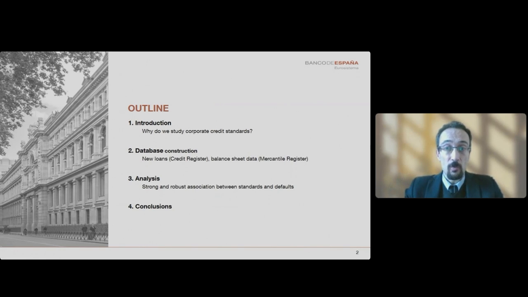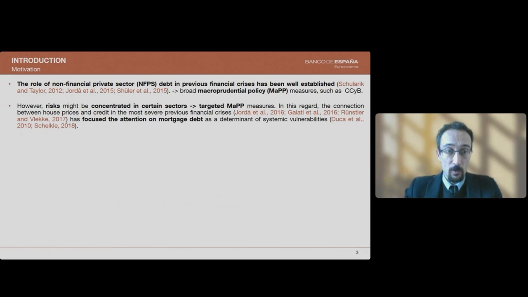The structure of the talk is very straightforward, so let me just jump into it. Of course, in this venue I don't even need to say this, but the role of non-financial private sector debt in previous crises is by now well established, and this has motivated the introduction of broad macroprudential policies such as the CCYB. But of course, risks might be concentrated in certain sectors, which has also motivated the introduction of targeted macroprudential policies, and those very often have been focused on mortgage debt, for good reason, since it played a very important role in the last crisis.